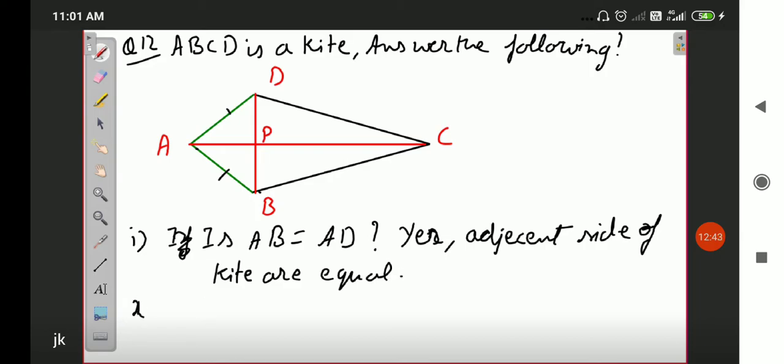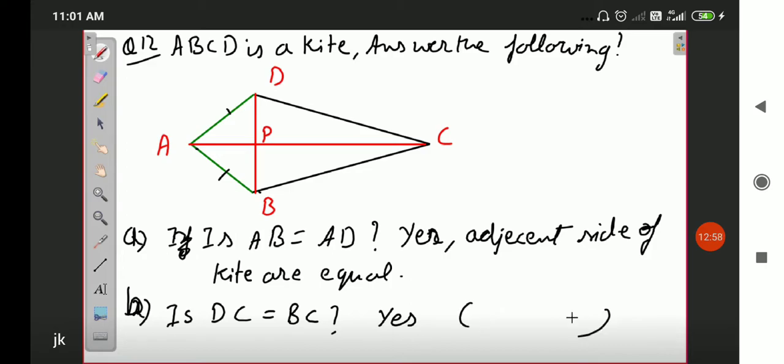Okay, now second part, this is B, that was A. Is DC equal to BC? Once again, yes. Why so? Same reason. You have to write down the same reason here.